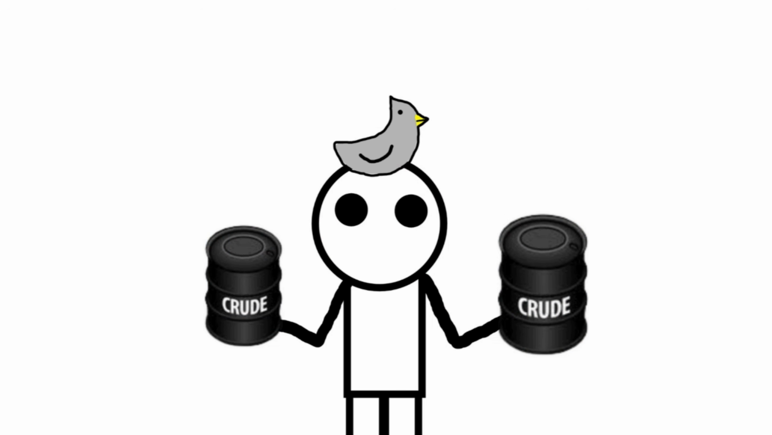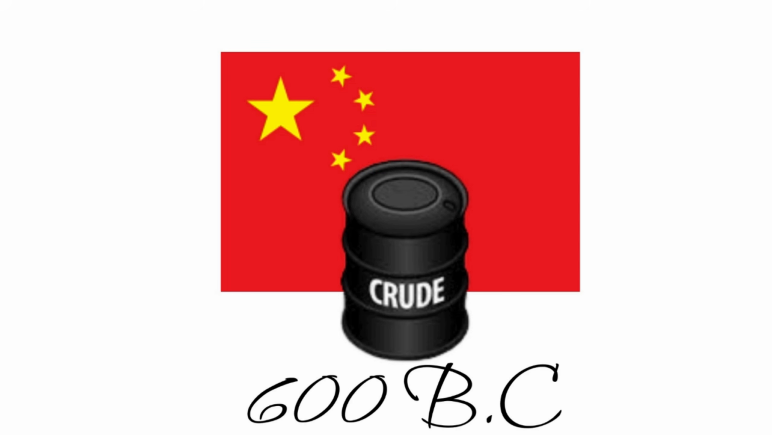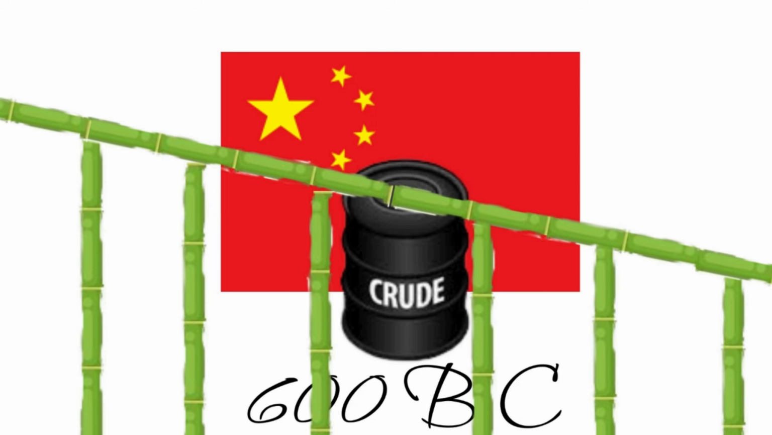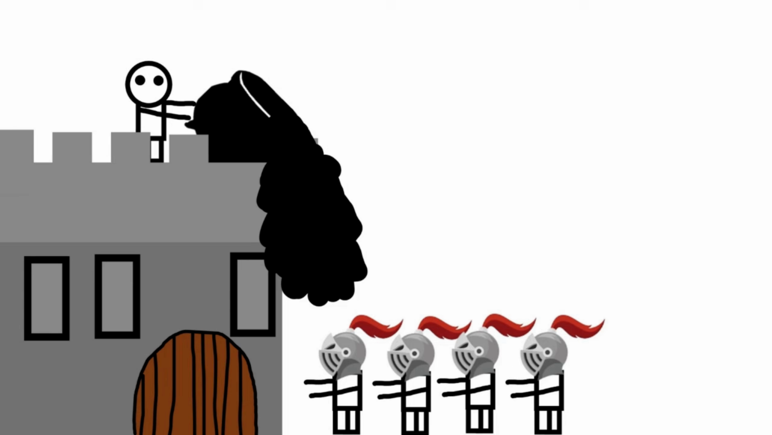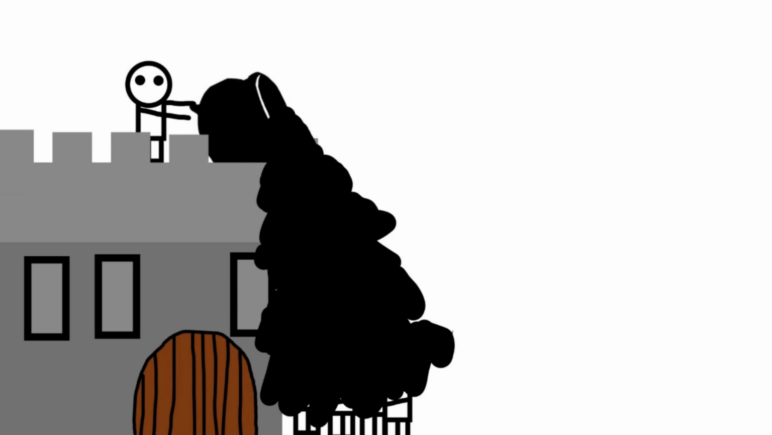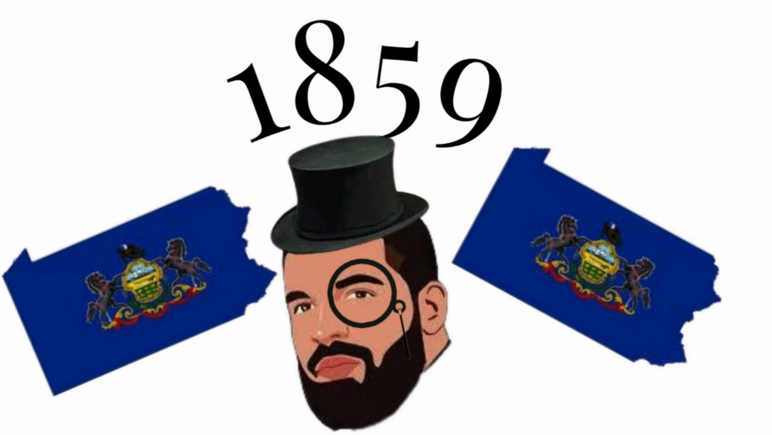Now let's compare this to crude oil. Crude oil was first discovered by the Chinese in 600 BC and was transported in pipes made out of bamboo. Fast forward to the medieval era, boiling oil was sometimes poured on attacking soldiers to prevent them from scaling the walls. Fast forward, again, to 1859, when, ironically, Colonel Drake discovered crude oil in Pennsylvania.